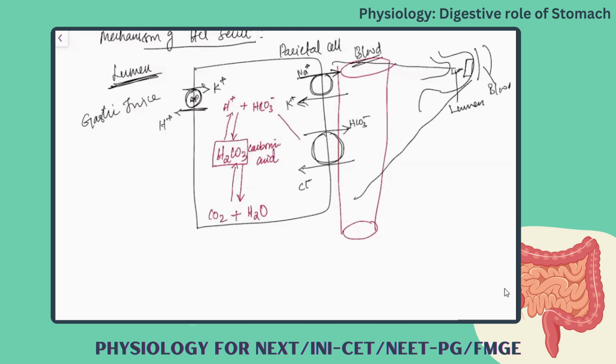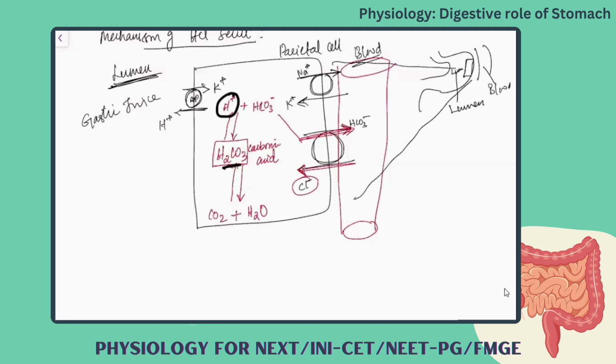This bicarbonate is sent out from the parietal cell into the extracellular fluid. But bicarbonate is a negative ion. If it keeps moving out of the cell, you will have an imbalanced equilibrium. So in order to maintain the balance, the bicarbonate goes out with the entry of chloride ion.